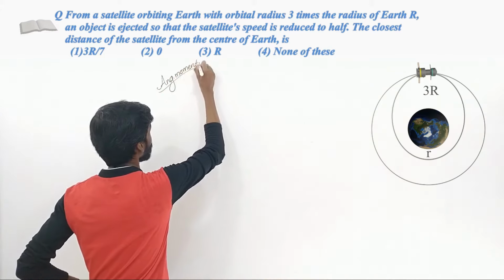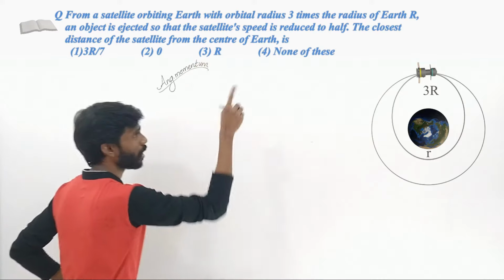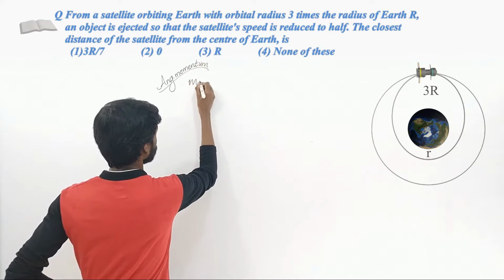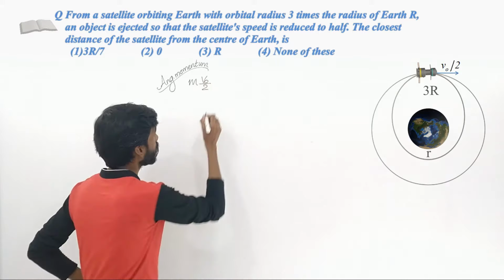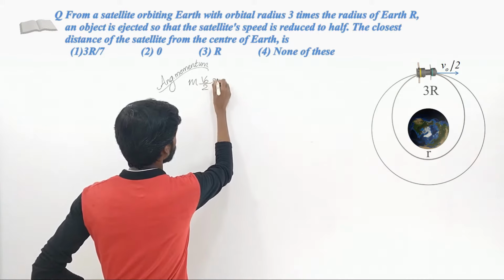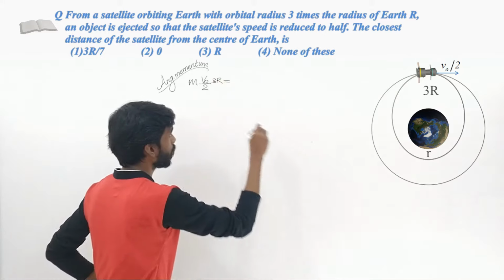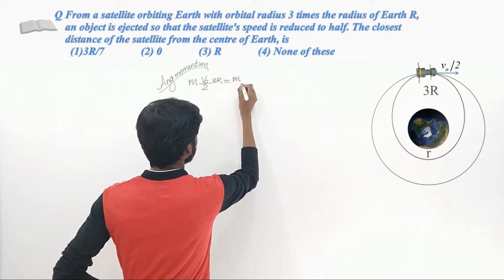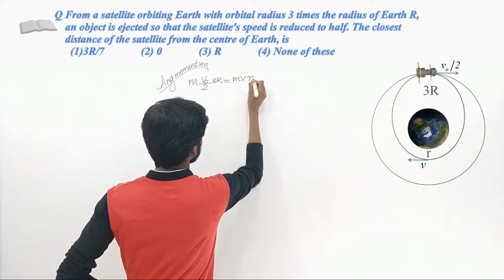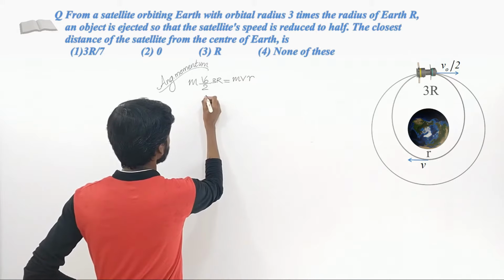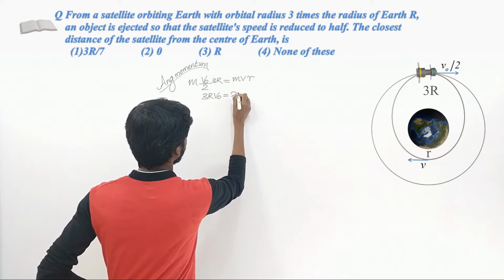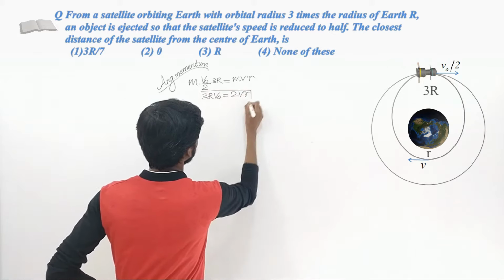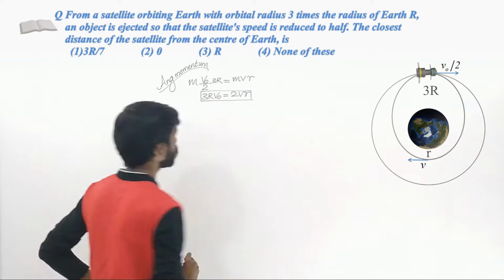So let us find the angular momentum at the two endpoints. What is the angular momentum at the topmost point? Mass times the velocity, which is half of the orbital velocity, multiplied by the distance, which is 3r, and that must be equal to the angular momentum at the lowermost point, which is m, with speed v and distance r. So we get the relation 3r V0 equals 2vr. This is a relation we can use for our calculation.